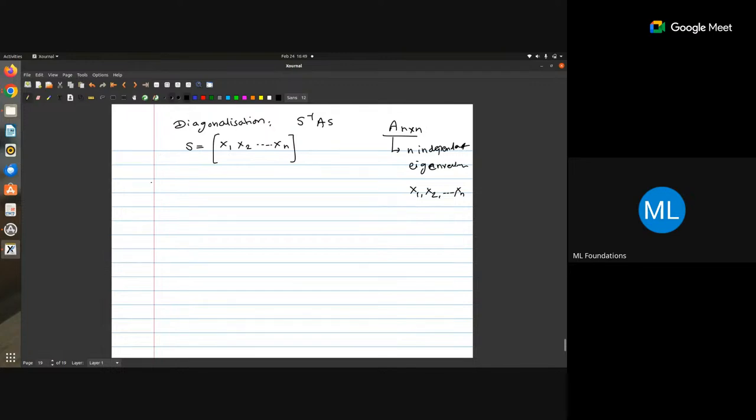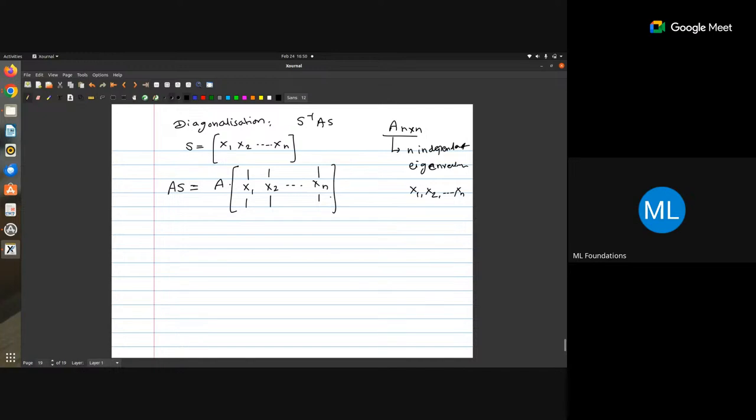Then I will say AS. So I'll try to find the multiplication of A and S. A is a matrix operator here. So A into S is what? This, right? Are you able to visualize this? What is x1 actually? x1 is a vector, an eigenvector of A. Right? And all these we are going to write in this way.